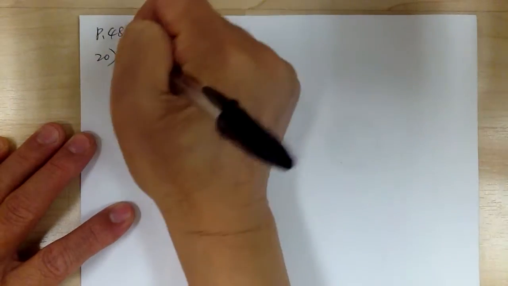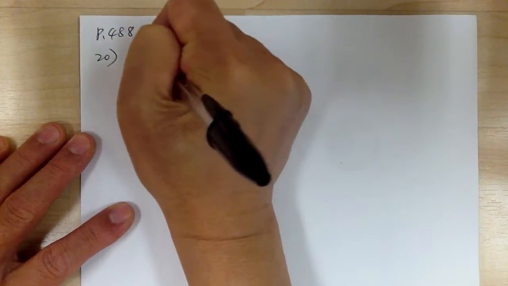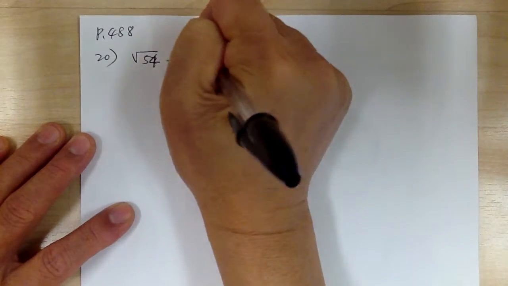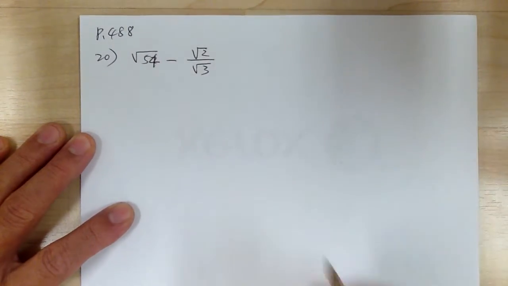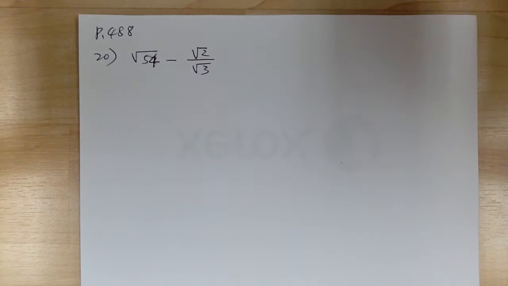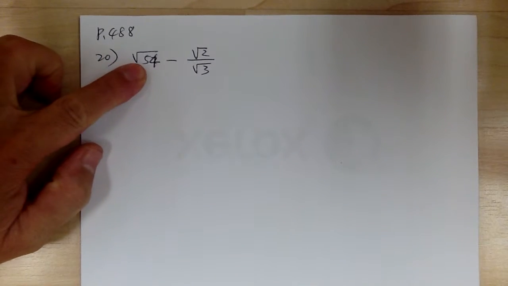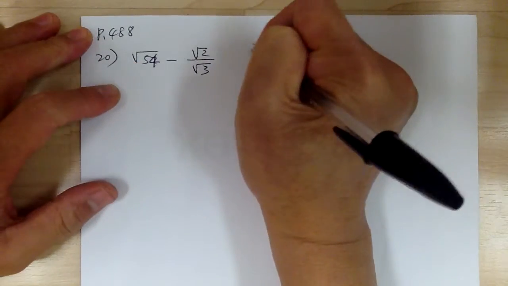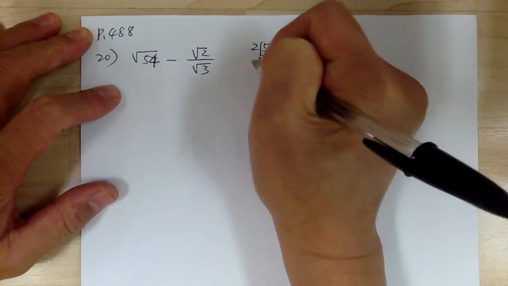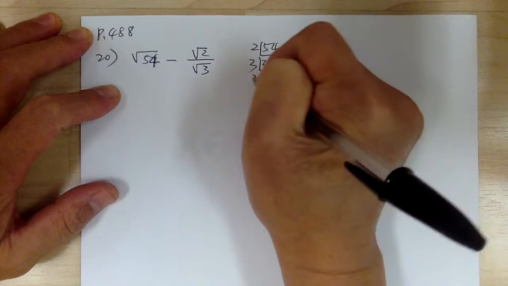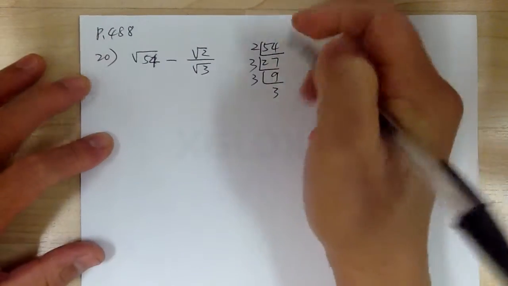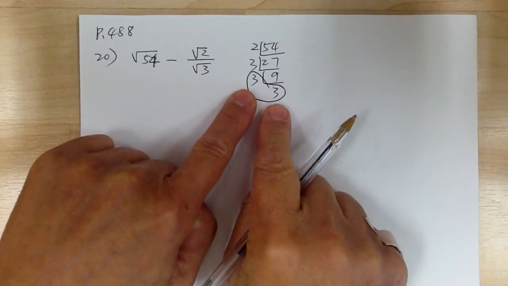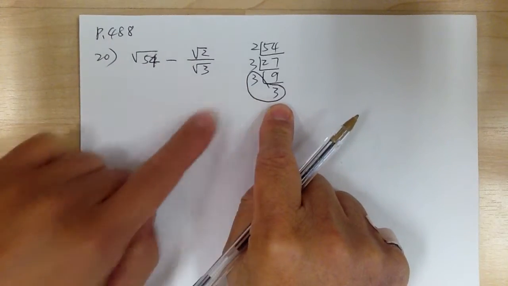Okay, number 20, you have square root of 54 minus, now it's a fraction, so I'm going to separate the top from the bottom. Okay, so now I need to go and simplify each part as much as I can. So square root of 54, let's go off to the side. So divide by 2, I get 27. Divide by 3, I get 9. Divide by 3, I get 3. So this would be my integer, right? So two radicands make an integer.